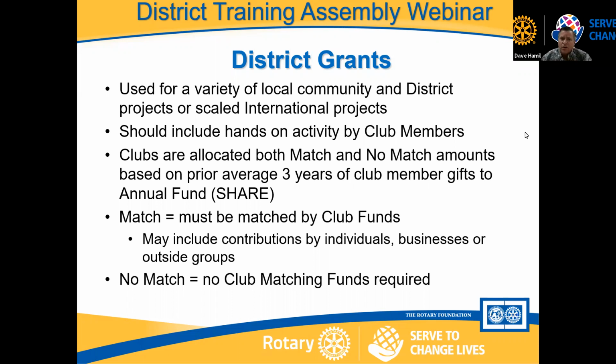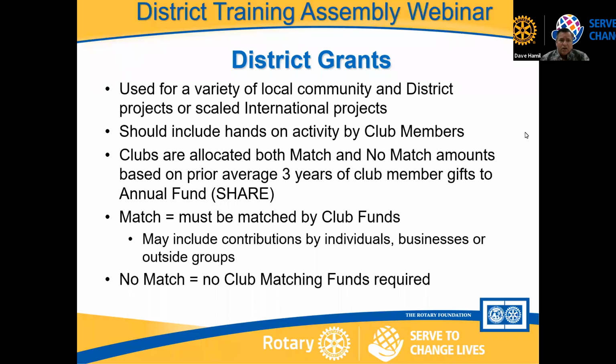They should include some sort of hands-on activity by your club members. And there's reason behind that. There's strategy behind that. Number one, we don't want to just hand out money to, say, another charitable organization. We really want our club members to be involved in the work, and also so that we can try to leverage that for public relations. We want everybody in the state of Hawaii to know what great work we do as Rotary, individual clubs, and of course, collectively.